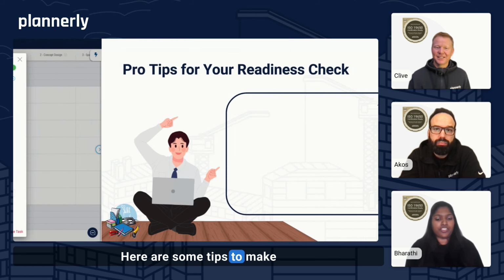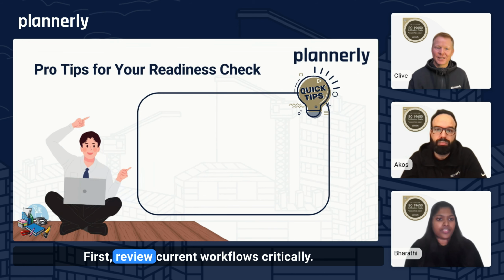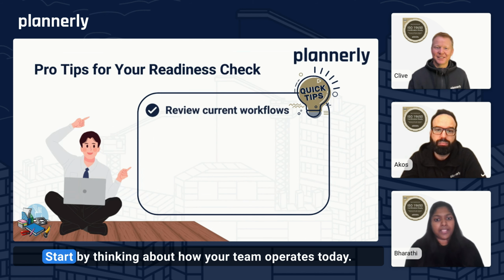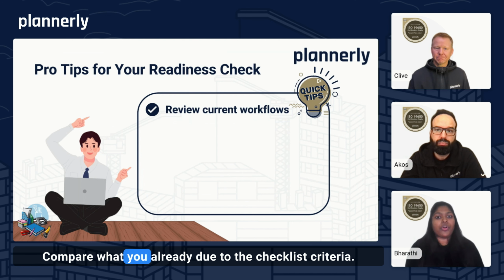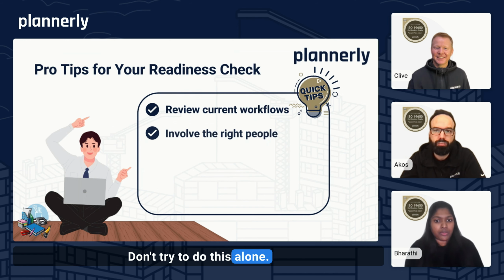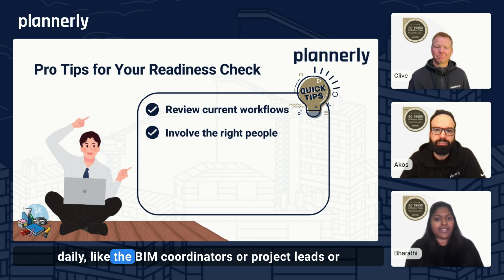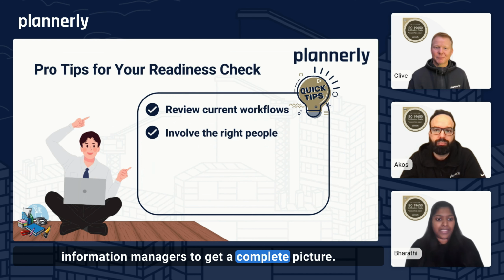Here are some tips to make your self-evaluation even more effective. First, review current workflows critically. Start by thinking about how your team operates today. Compare what you already do to the checklist criteria. You may already be meeting some requirements without realizing it. Next, involve the right people. Don't try to do this alone. Bring in people who manage or execute the processes daily, like the BIM coordinators or project leads or information managers, to get a complete picture.